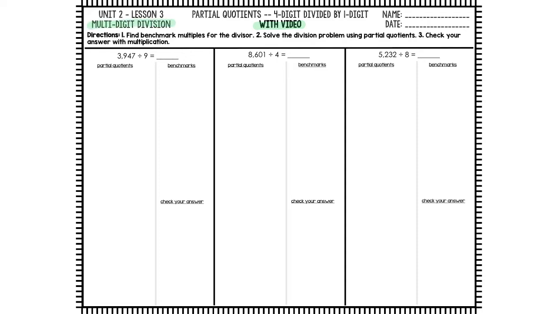We're going to begin with 3,947 divided by 9. First, we're going to find our benchmark multiples. So we will find all multiples of 9. Pause the video.